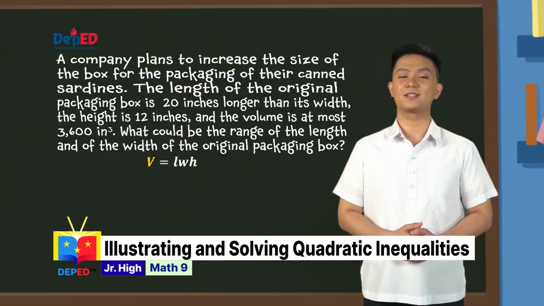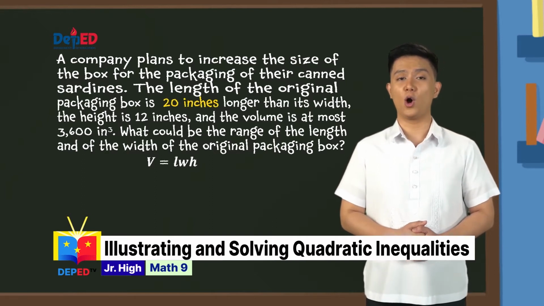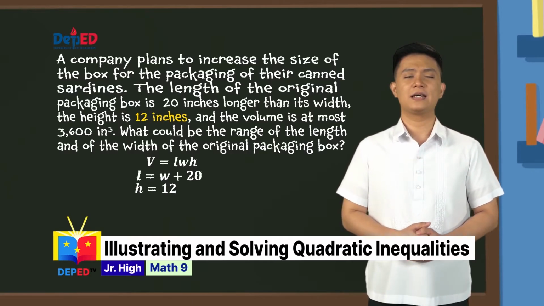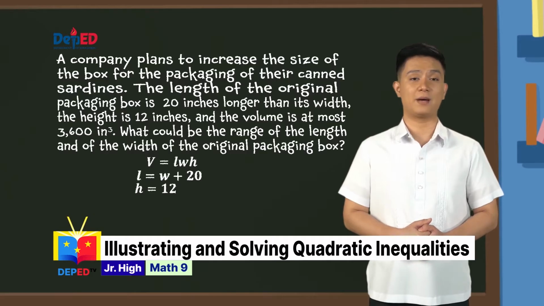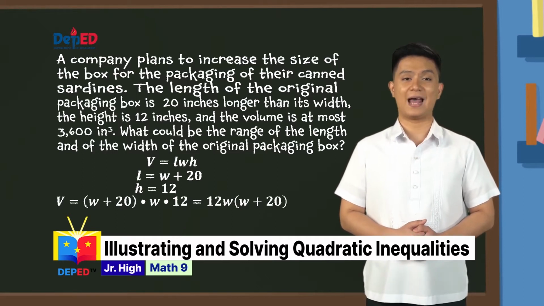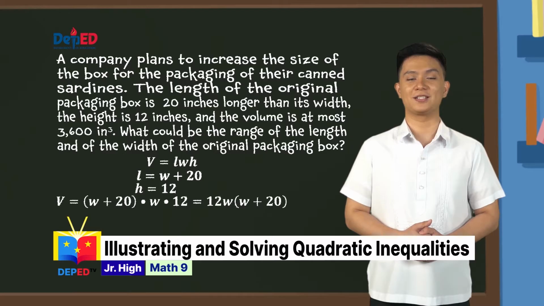The volume V of the box, which is an example of a rectangular prism, is equal to the product of its length, width, and height. Length L is 20 inches longer than the width W. Hence, the equation L equals W plus 20. The height H is 12 inches. Since the dimensions of the box are all in inches, and its volume is expressed in cubic inches, we may omit the units when we represent the situation using a mathematical sentence. And so, in terms of the width W, the volume V of the box can be expressed as the binomial W plus 20 times W times 12, or simply 12W times the binomial W plus 20.